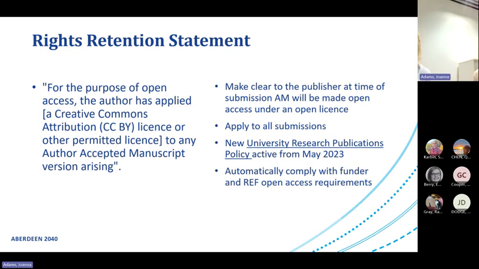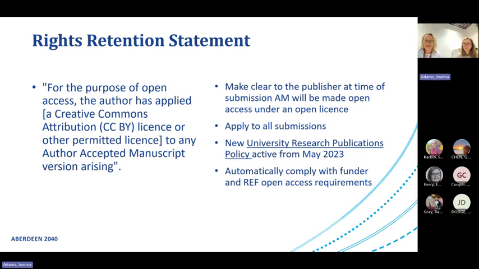Now, rights retention is simple to apply. All you have to do is include this sentence with any submission that you make. So for the purpose of open access, the author has applied, insert the open license of your choice, to any author accepted manuscript version arising. And what you're doing with this is just making it clear to the publisher, at the time that you submit your manuscript, that you will be making that accepted manuscript open access immediately on publication under an open license.